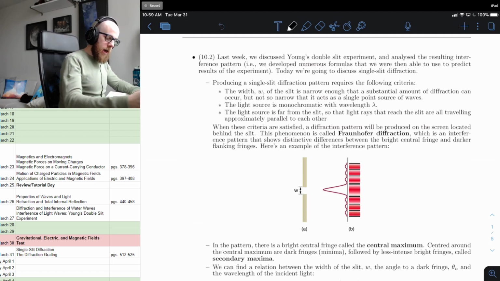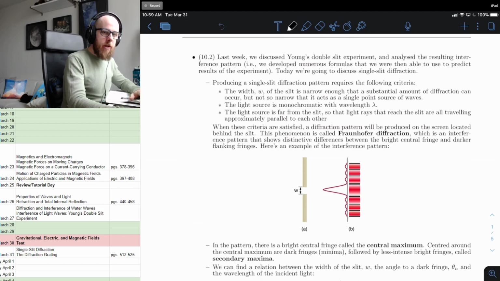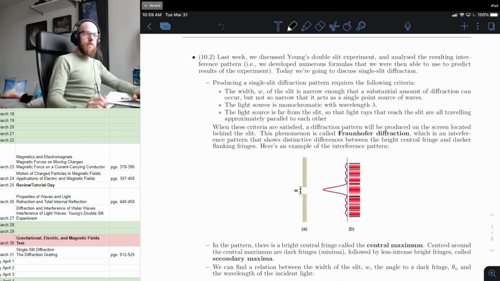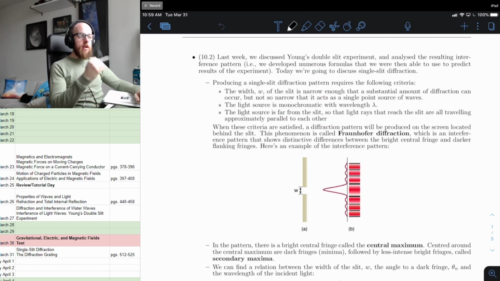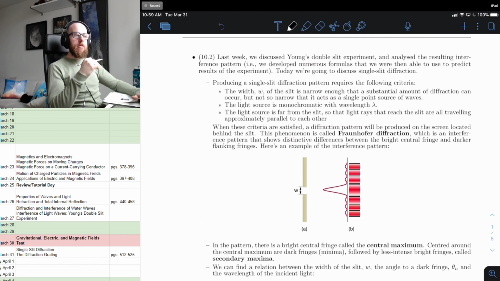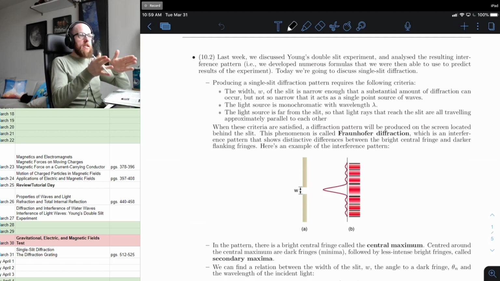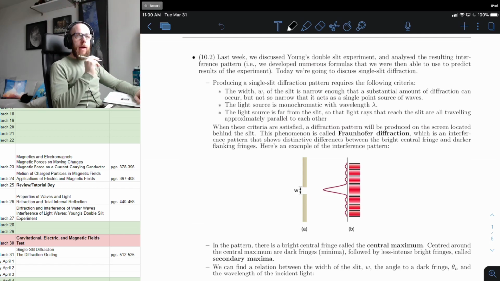Okay, so as I just mentioned, last week we spent a bit of time discussing Young's double-slit experiment. This experiment was really interesting because it showed us that light does indeed behave as a wave, right? We were able to show that the light waves passing through both slits interfered with each other. And when they interfered with each other, that produced the interference pattern on the screen behind it, okay?